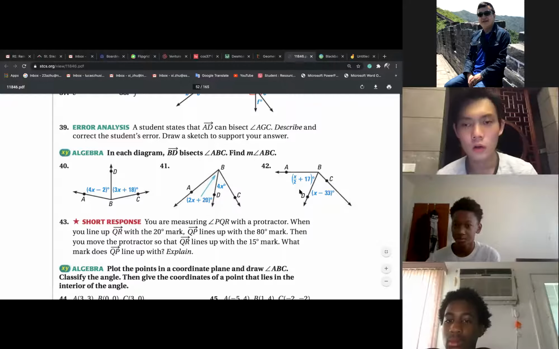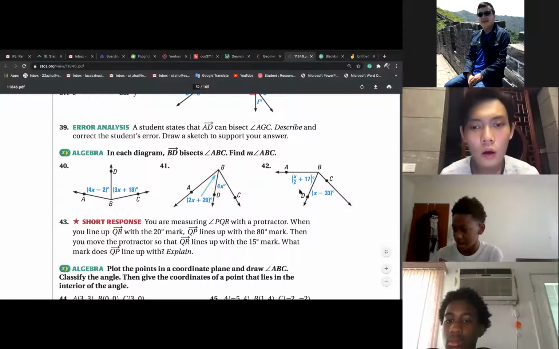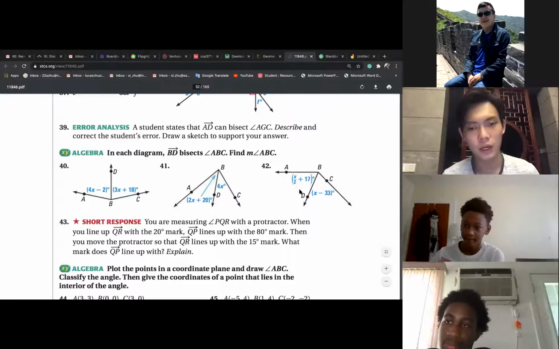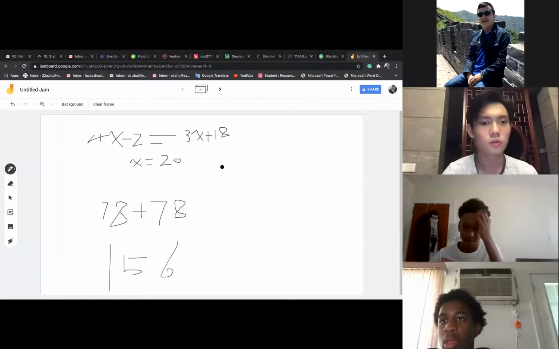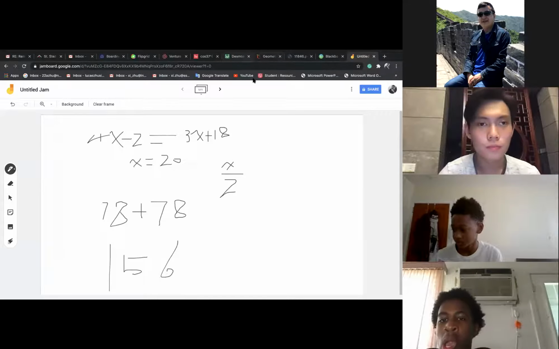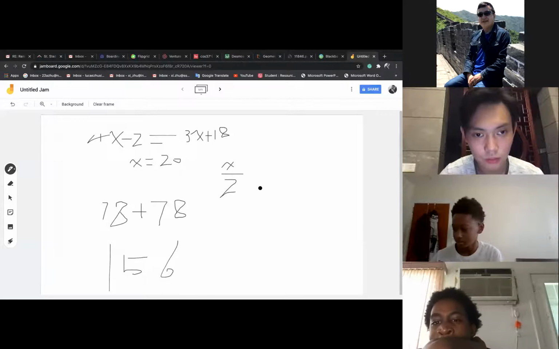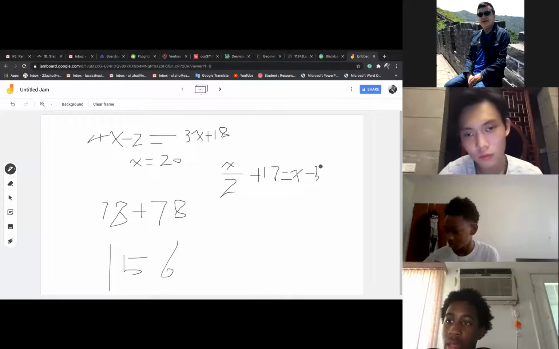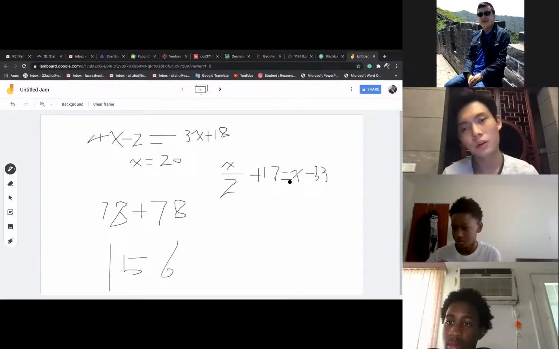No. I'm stuck on putting them together to find x. So you have already put up the equation, which is x over 2 plus 17.5 equals x minus 33, right? That's the equation. So you don't know how to put them together.